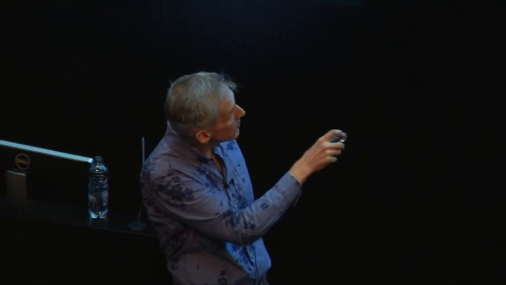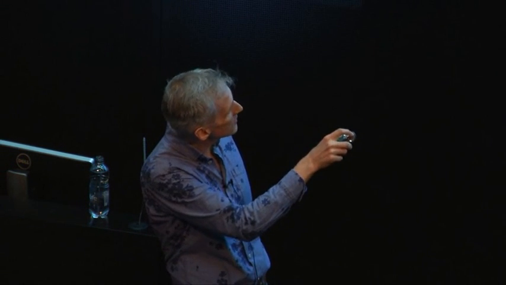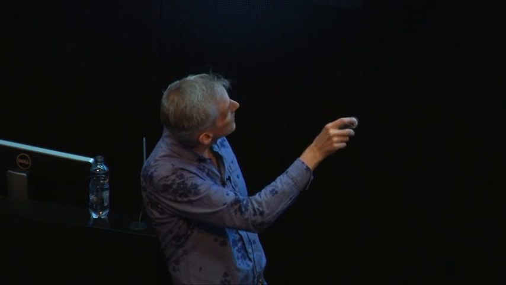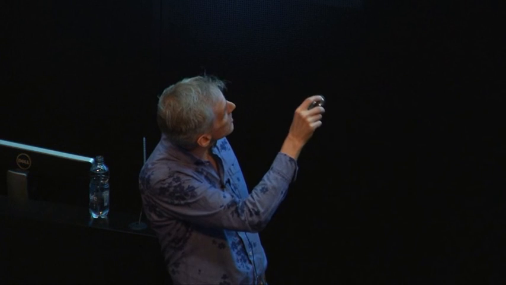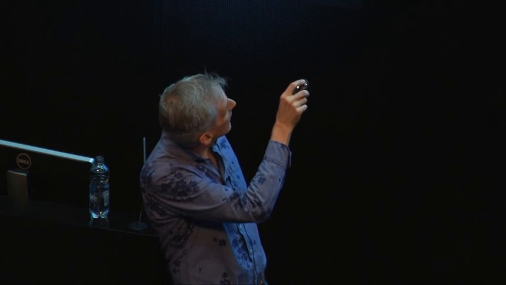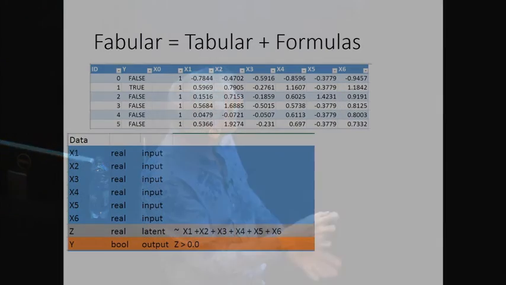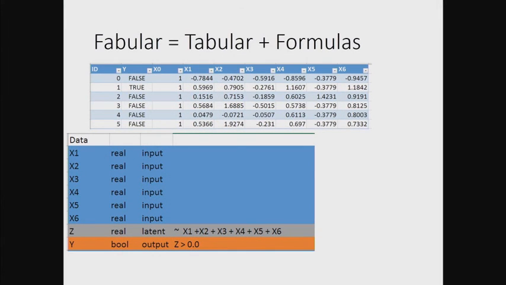This is, I think, the mammography data set from the Irvine repository, and we want to have a logistic regression of y given x1 up to x6. So if we write that in Fabular, we just do it like this.